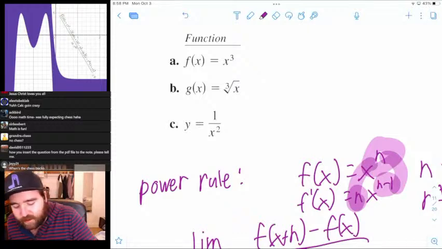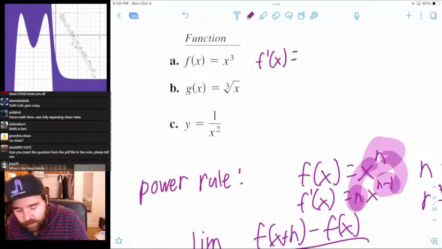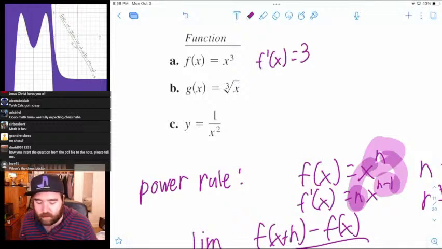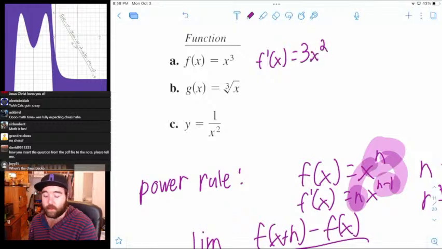So the first one, x cubed. Well, what did we just say? To get the derivative, we're going to bring that power to the front and then decrease the power by 1. So the derivative is 3x squared. And that's so much nicer than having to use the limit definition to find it.